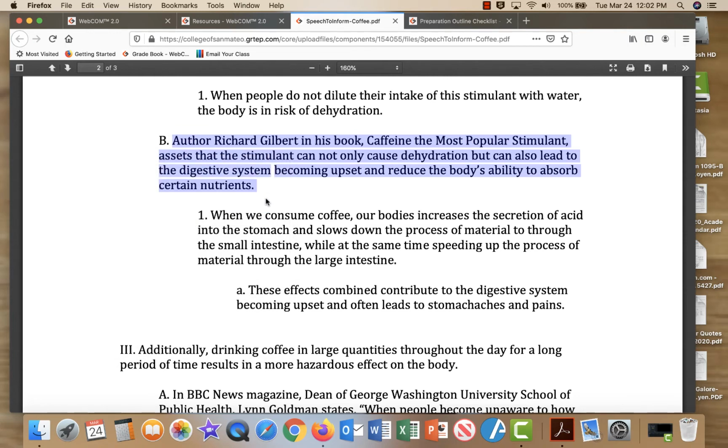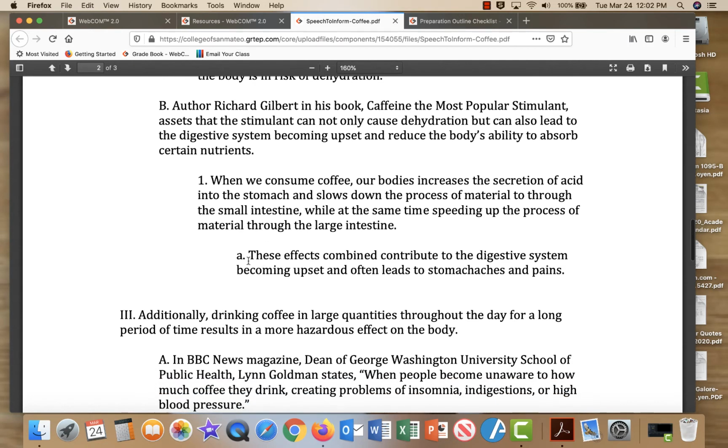Author Richard Gilbert, in his book, Caffeine, the Most Popular Stimulant, says that caffeine can not only cause dehydration, but can also lead to the digestive system becoming upset and reduce the body's ability to absorb certain nutrients. So then the speaker goes on to further explain that quote, and here we go. This is what a sub point would look like, a 1 and an A.